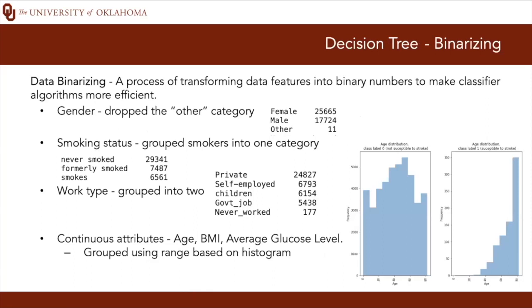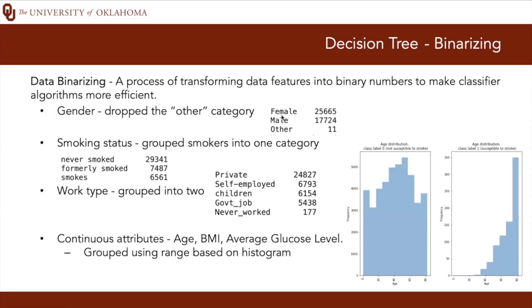And then finally, one of the most important data processing steps for this algorithm is data binarizing, which is a process of transforming data features into binary numbers so that the classifier algorithm is more efficient. And it helps with binary splitting in this case. We have 10 attributes, 4 of which are already in binary form: hypertension, heart disease, ever married, and residence type. These 4 were already binary attributes, so we didn't have to do anything to them.